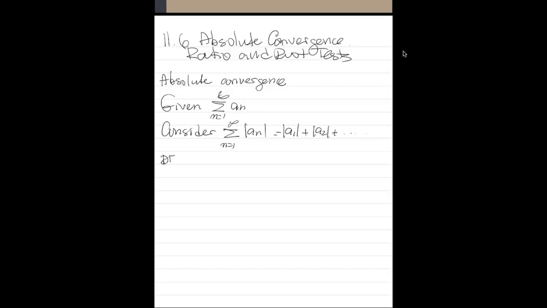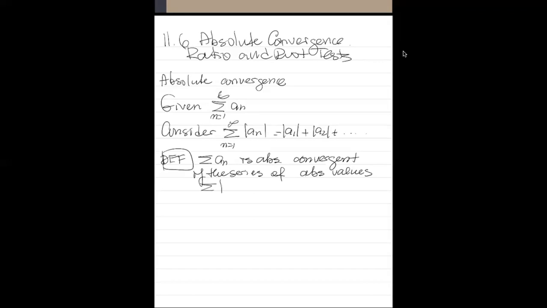So definition, we say that the series sigma a sub n is absolutely convergent if the series, I should say, of absolute values, sigma absolute value a sub n, is convergent.